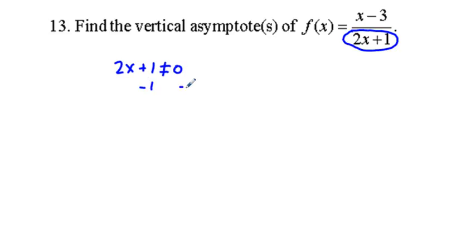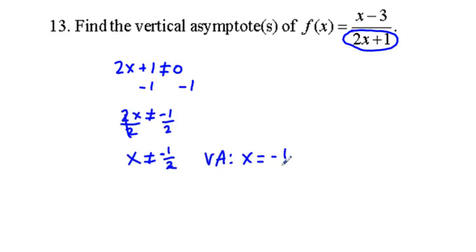And if we subtract 1 from both sides, we get 2x cannot equal negative 1. When we divide by 2, we have x cannot equal negative 1/2. So therefore, we say our equation for the vertical asymptote is x equals negative 1/2. And that's problem 13.